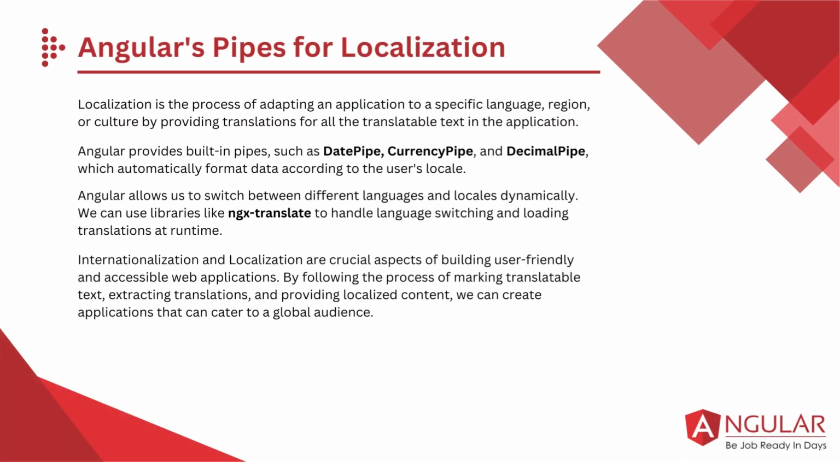Localization is the process of adapting an application to a specific language, region, or culture by providing translations for all the translatable text in the application. Angular provides built-in pipes such as DatePipe, CurrencyPipe, and DecimalPipe, which automatically format data according to the user's locale. Angular allows us to switch between different languages and locales dynamically.